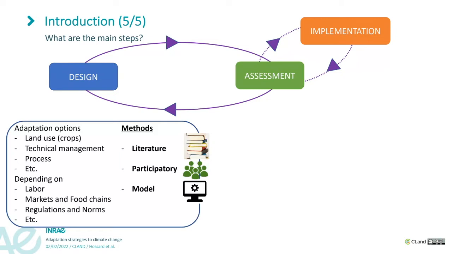So for design, what do we design? We design adaptation options, which could be changes in land use, technical management, but also processing within the food chain, because it could be linked. Changes in the type of crops could imply changing the processes also. And it depends on labor, on market and food chains, and on regulation and norms. That's also part of the local context. And the methods, there are several, and here I mentioned the literature. So for adaptations, there are a lot that are proposed by scientists. Participation, you can work with people to think about what would be the best adaptation for a specific context, and you can use models.